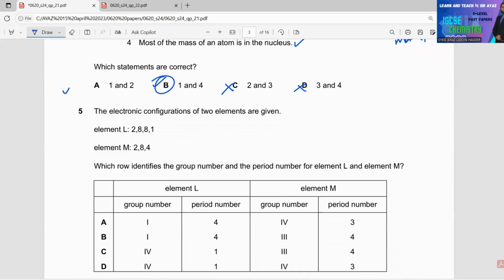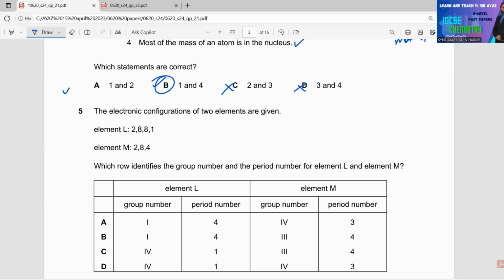Number 5. The electronic configurations of two elements are given. Element L: 2, 8, 8, 1. Element M: 2, 8, 4. Which row identifies the group number and the period number for element L and element M?